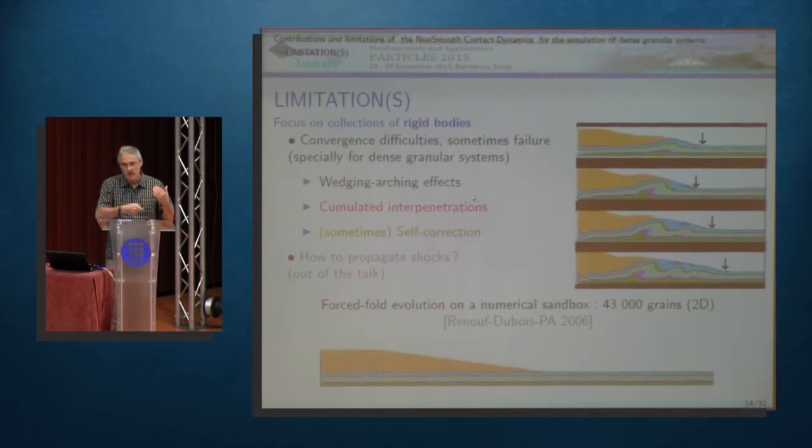Sometimes we can have difficulty with convergence, as sometimes we have no convergence. We have convergence failure. And sometimes we have a self-correction of the interpenetration during the process after several time steps. But sometimes it's not so friendly if we have accumulation of interpenetration and the computation is not correct, of course. It is possible to do a trick, for example, in the movie for evacuating some grains, but it's not exactly a solution. I think it's only a trick.